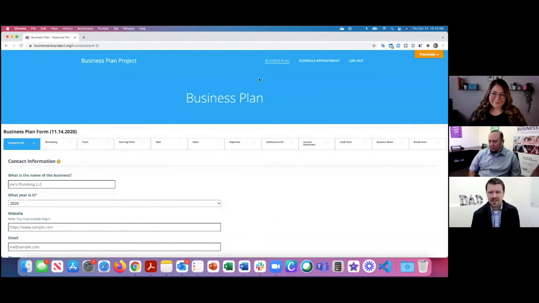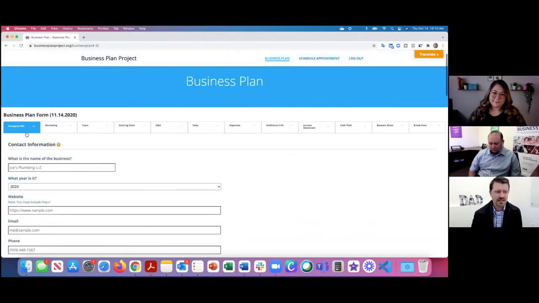Across the top, we've got those menu items, but really the meat and potatoes of what we're talking about today is down here in the middle. What we've done is we've essentially reverse engineered the business plan into a bunch of questions and answers. So you can focus on the content of the business plan rather than formatting a document. And we'll show you how you can get the business plan out of the website to edit further or share with others in just a moment.